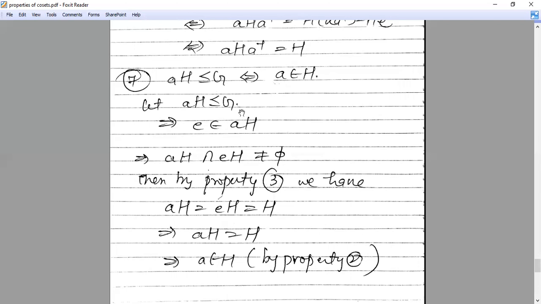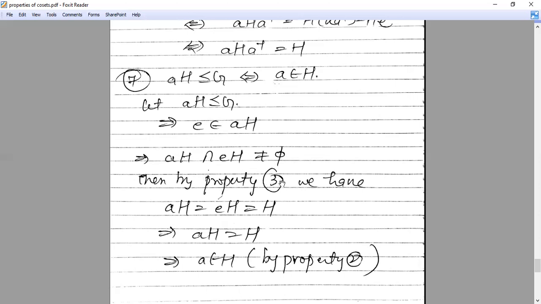So suppose that AH is a subgroup of G. If AH is a subgroup of G, that means identity belongs to AH. If it is a subgroup, then it has all the properties of a group, so identity should be there. So identity belongs to AH. This implies that AH intersection EH is not equal to empty set, because identity belongs to AH and identity belongs to EH also. That means their intersection is non-empty.